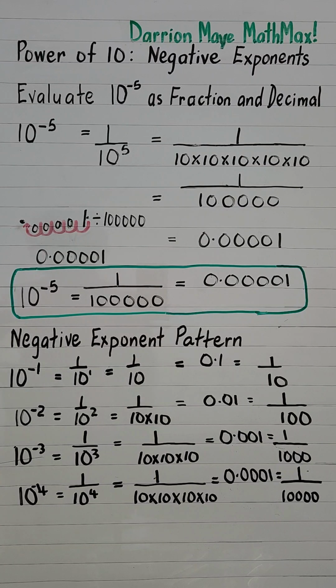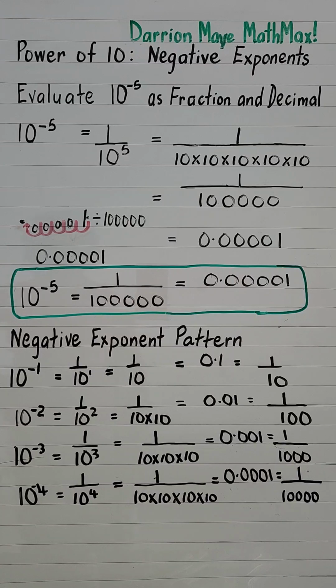But just before I go, let's have a look at the negative exponent pattern. So here we have 10 to the negative 1, and we have 1 over 10 to the first power equals 1/10 equals 0.1. So we have the decimal and the fraction. And we go on to 10 to the negative 2, which is 1 over 10 to the second power.